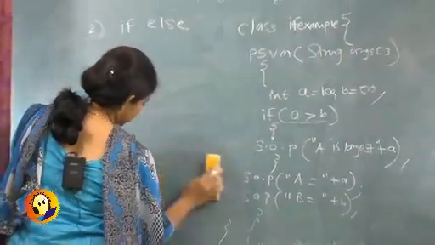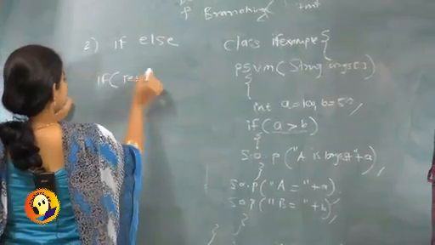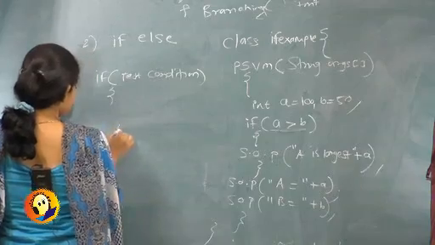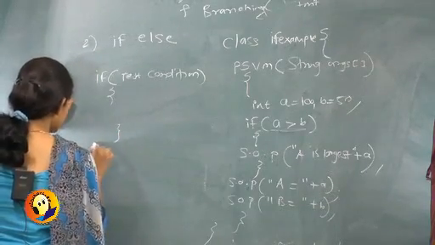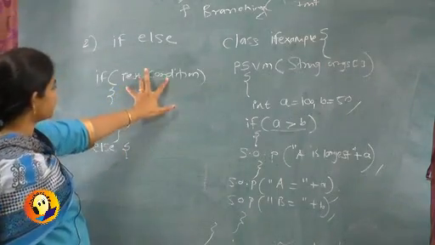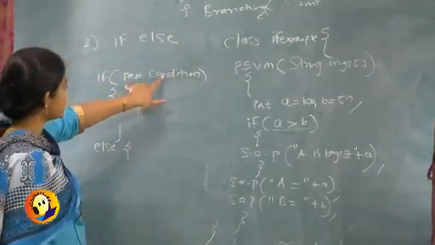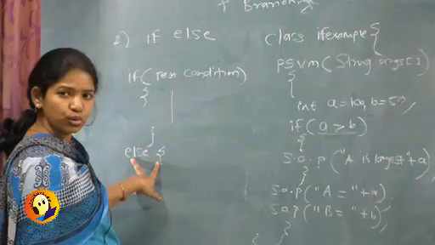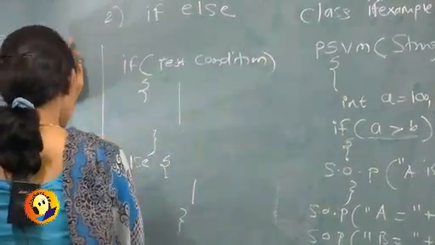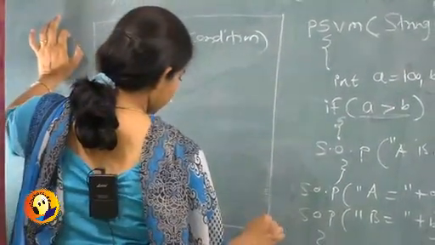For the same, the syntax is if, in brackets the test condition, and after that you need to provide an else block. If this particular condition is satisfied, the cursor will enter into the if block. If the condition is not satisfied, the cursor will immediately move to the else block. So else, opening curly brace, closing curly brace. So this is the syntax for if else statements.